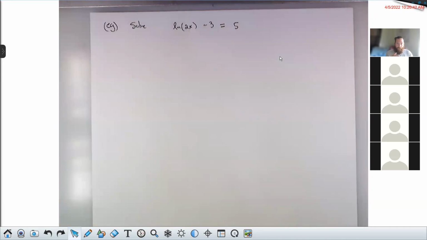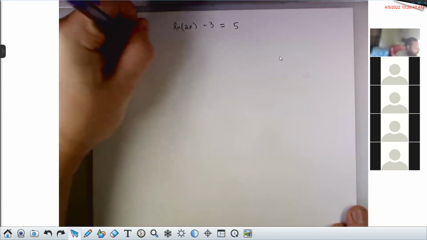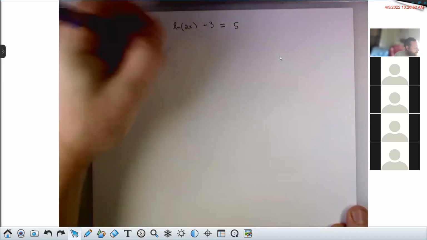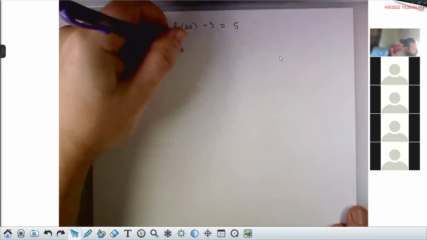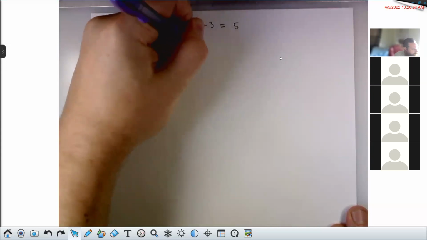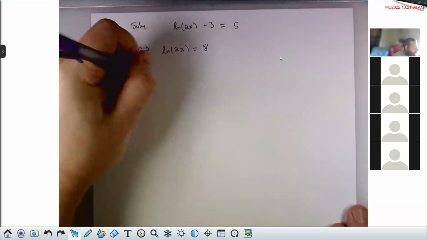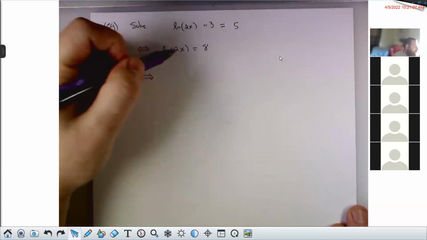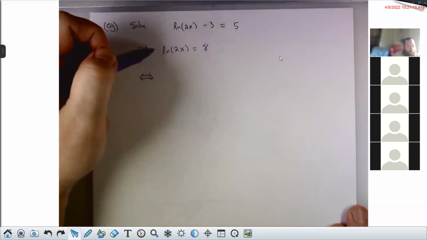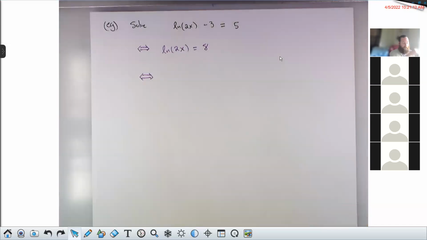Again, the idea is to isolate the log term, then exponentiate. So I'd start by adding 3 to both sides. Now I've got the log all alone. My variable is stuck inside of this logarithm and there's nothing else going on over here. So I'm ready to undo the log, which means I need to exponentiate. What base will I use here?